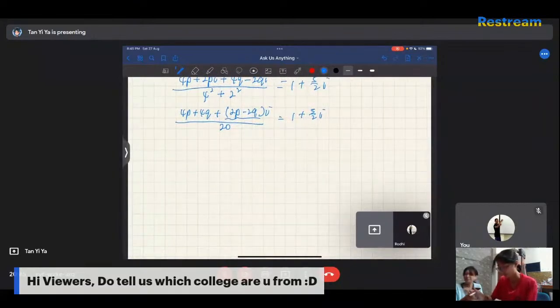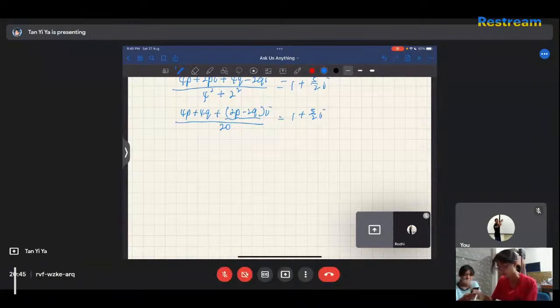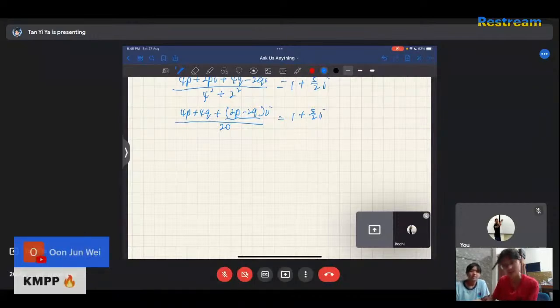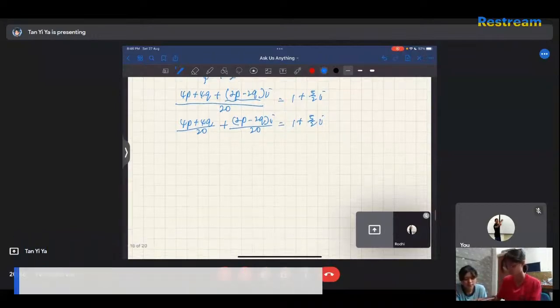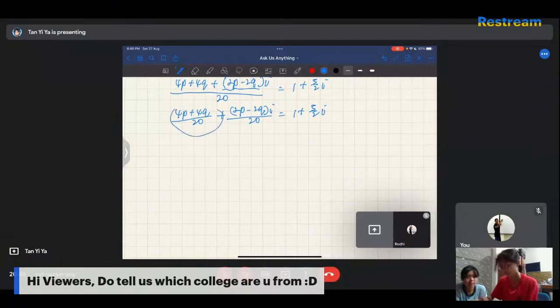So to find the value of p and q, we should separate it into two parts. So just compare this and this, this and this.